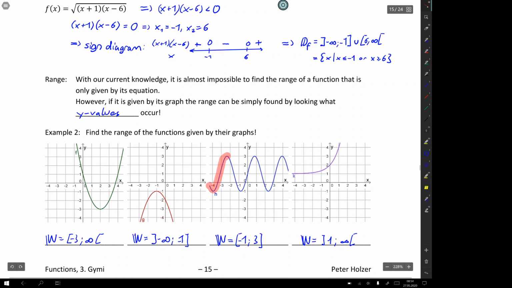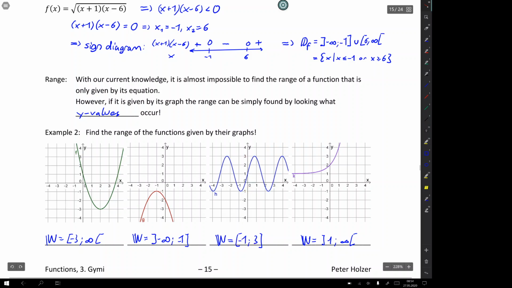Looking at this example here, we see that the y value -3 does not occur anywhere, and also the y value 4 does not occur anywhere. When we look, for example, at the y value 2, it occurs many times, or the y value -1/2 here occurs many times, and it becomes obvious what y values do occur. Well, those between -1 and 3.